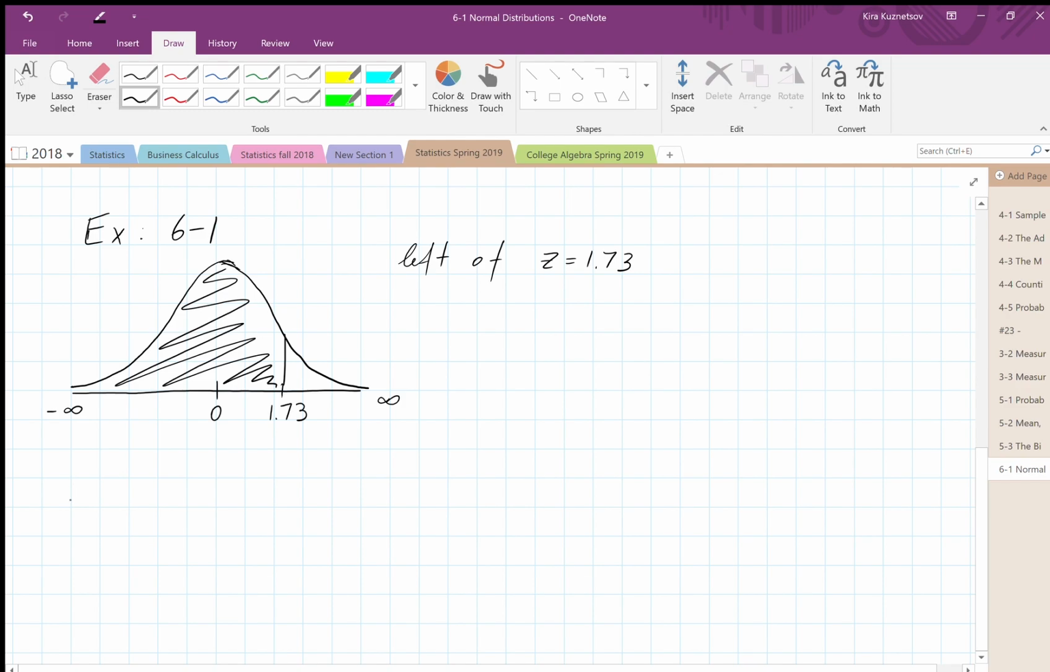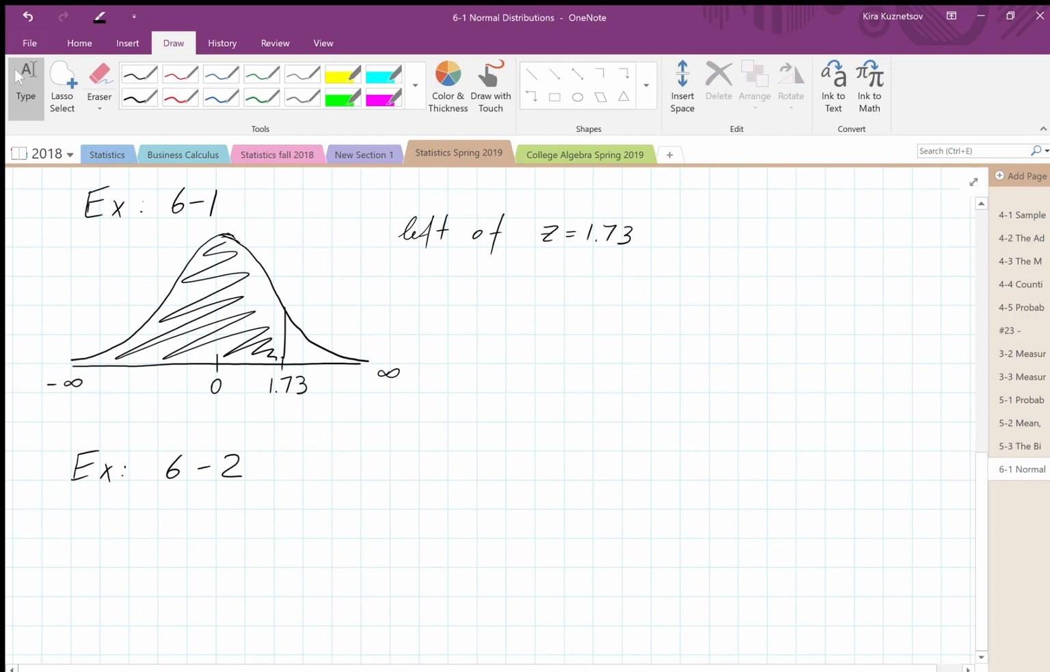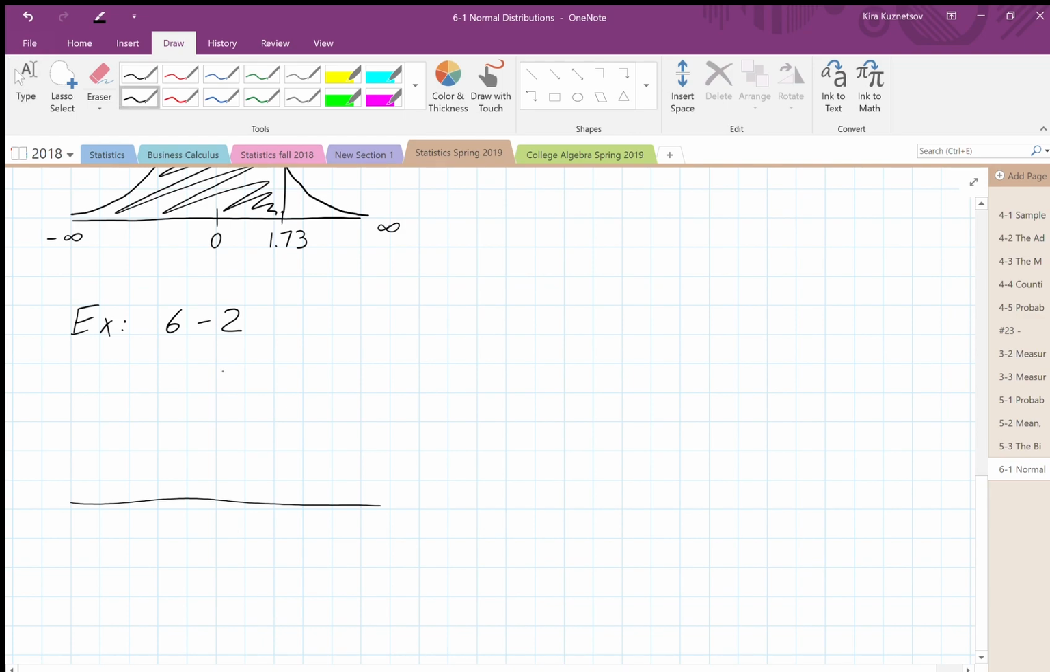Example 6-2 is asking to find the area under the standard normal curve to the right of z is equal to negative 1.24. So I have my normal curve. This is my standard normal distribution. Therefore, the 0 is in the middle. Negative 1.24, that's my z. And I need to the right.